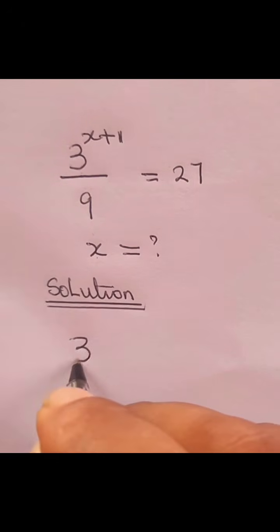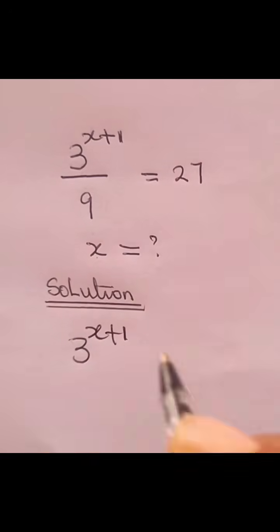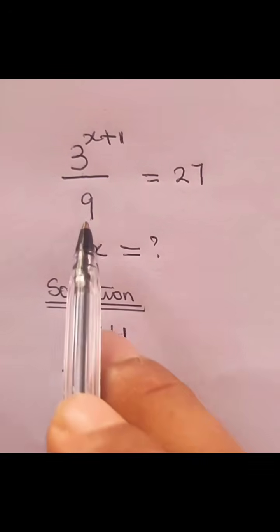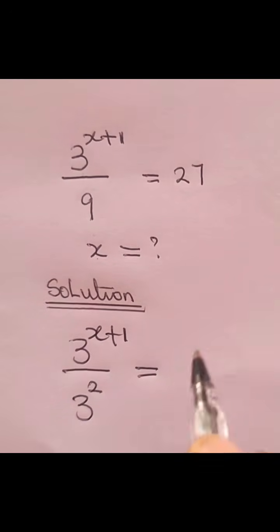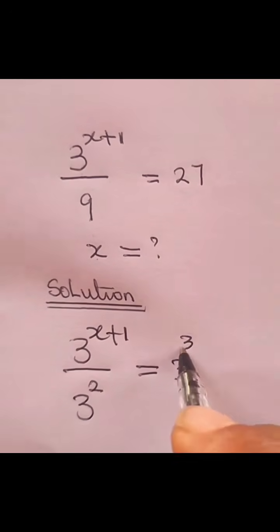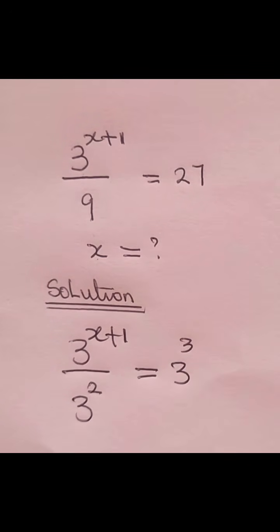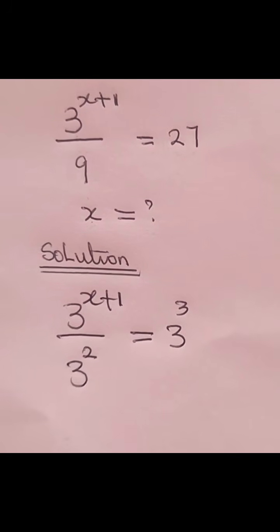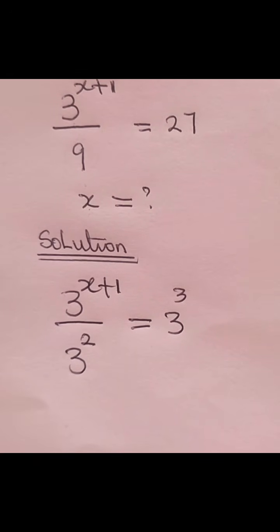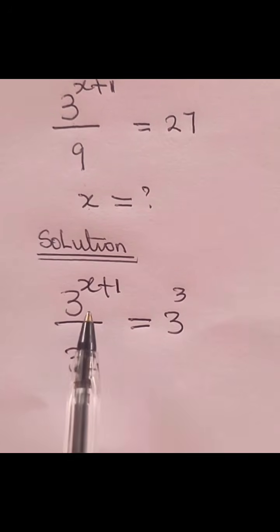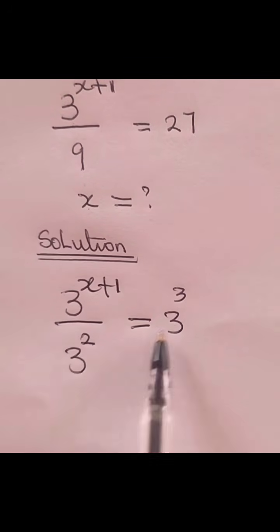We have 3 raised to power x plus 1 divided by 9, which is 3 raised to power 2, and 27 is 3 raised to power 3. 3 raised to power 3 means multiply 3 by itself into 3 places. 3 times 3 times 3 will give you 27. And 3 raised to power 2 means multiply 3 by itself into 2 places. That is 3 times 3, which gives you 9. Okay, now you see that we have the same base on both sides.